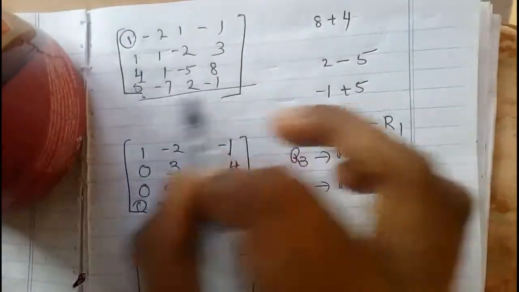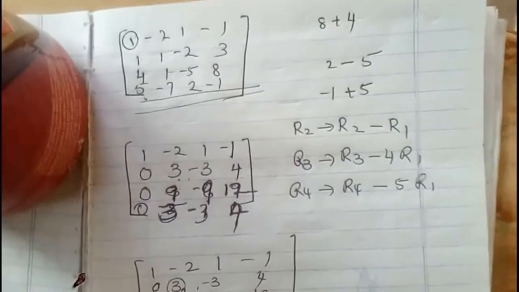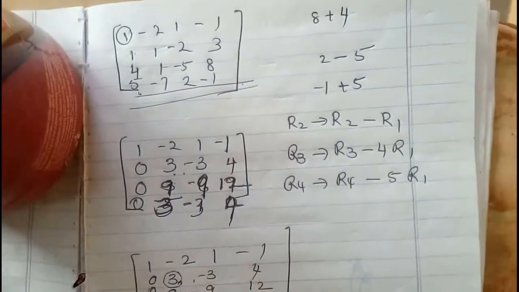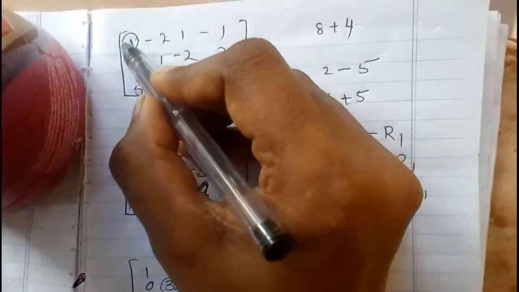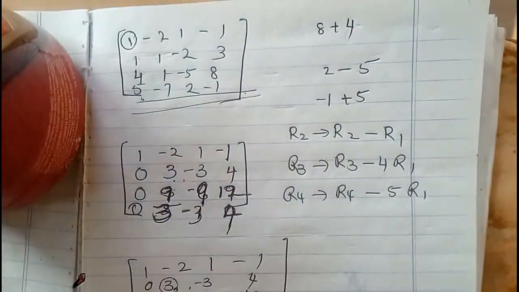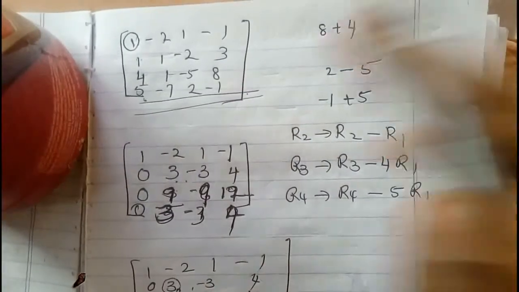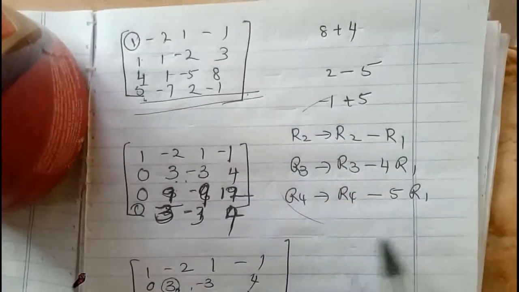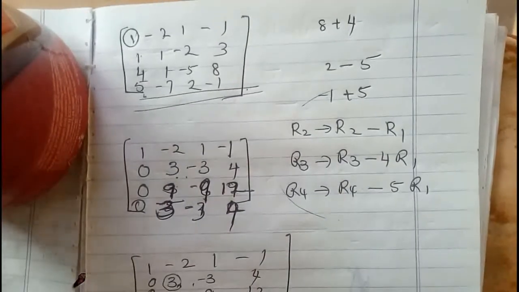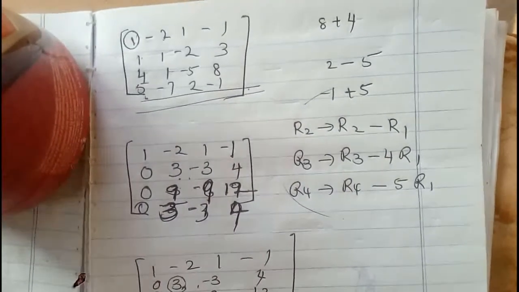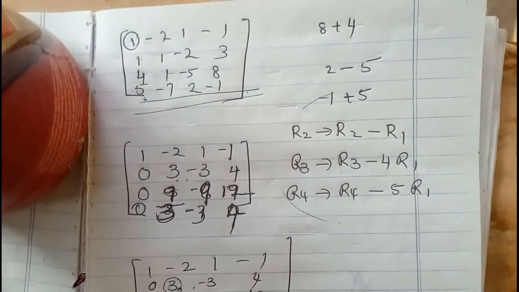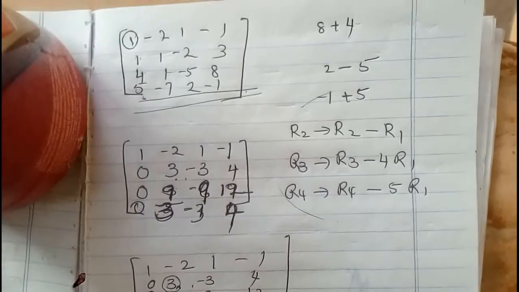Next, we take the coefficient matrix and reduce it to an equivalent matrix. In the a11 position we keep 1, and below it we need to make 0. So we did these operations: R2 changes to R2 minus R1, R3 changes to R3 minus 4R1, R4 changes to R4 minus 5R1. The first row stays the same.